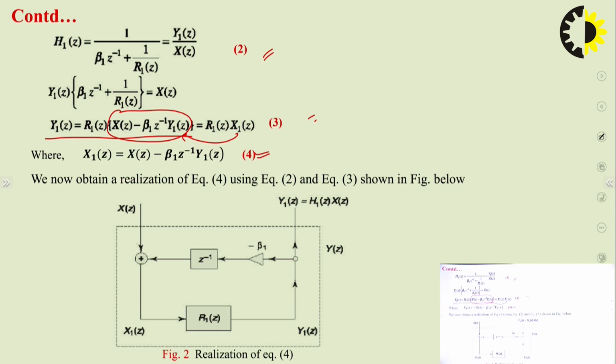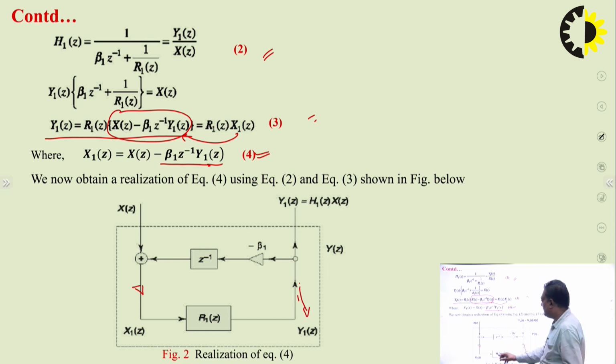Now the structure in between is this. How are we getting this structure? Because the output is Y1(z) here, and according to this equation, the input is X1(z). So where is the input X1(z)? X1(z) is this input. Okay. So how is X1(z) obtained? X(z) is here, and minus beta 1 z to the power minus 1 Y1(z). So minus beta 1 is the coefficient multiplier in the feedback path, z to the power minus 1 is there, and the output is this. This output is nothing but Y1(z).